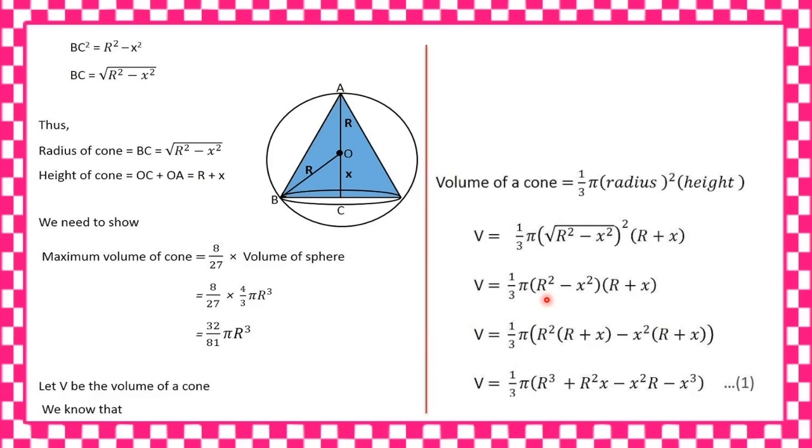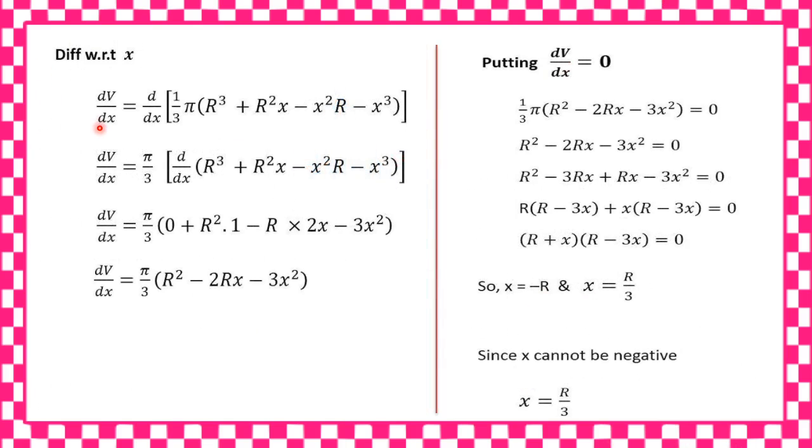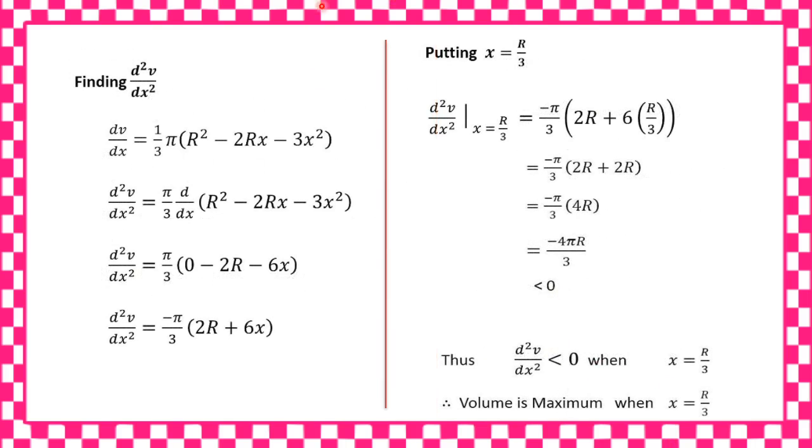Now R is constant. So again this is a function in one variable only, which is x. We can solve it and we can easily differentiate. We can find dV by dx. Equate it with 0 for finding the critical points. The value of x, this is minus R and R by 3. Minus R is not possible, so we will take the value of x as R by 3.